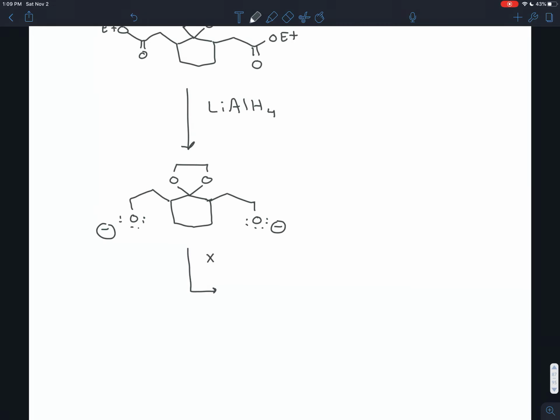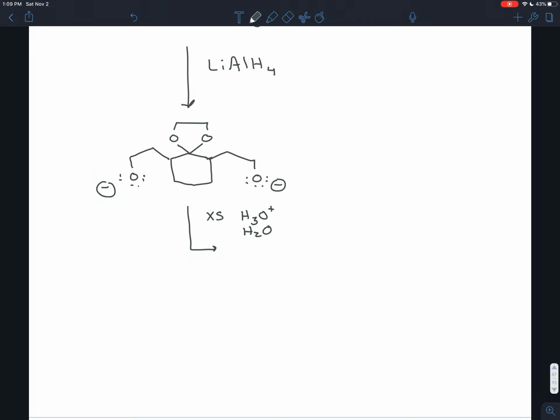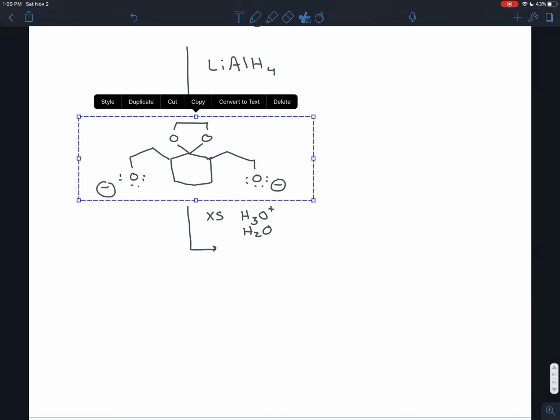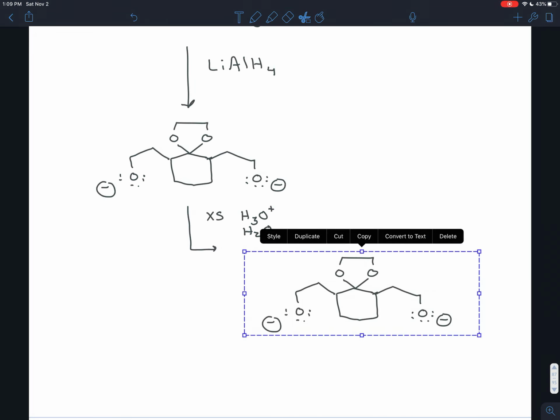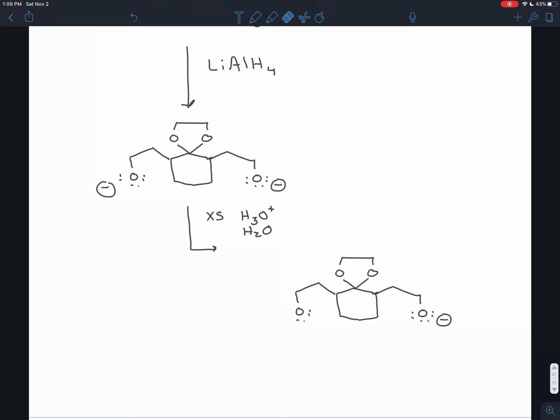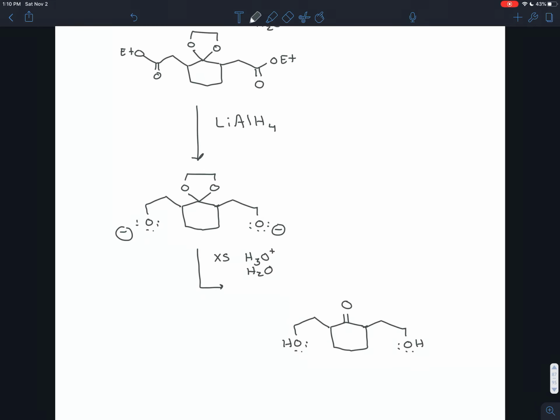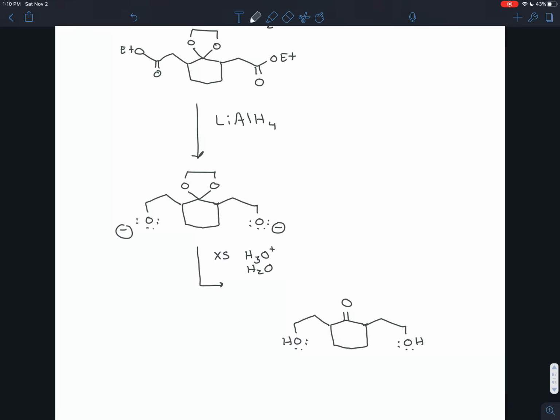So if you treat this with excess water, or even better, excess H3O plus, that will put hydrogens on this molecule. And in addition to that, it will push the equilibrium for the acetal toward the ketone. And so that will turn into the ketone. And now you have the recipe that you need to form the acetal.